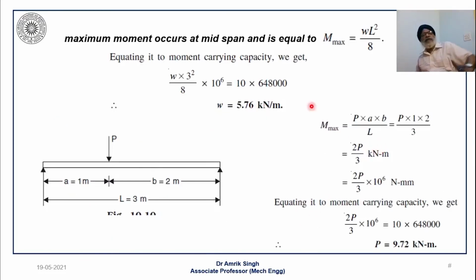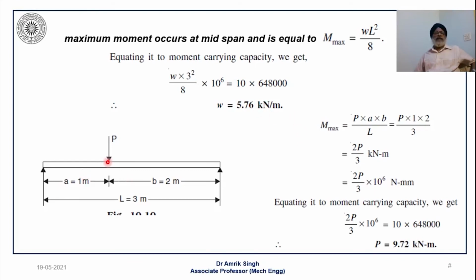So we know that maximum bending moment occurs at the mid span in the case of a simply supported beam, which is equal to WL square by 8. So this is W into L square, L is 3 meter, by 8. This is equal to the moment carrying capacity. So we can calculate the value of W, which is 5.76 kilonewton per meter.